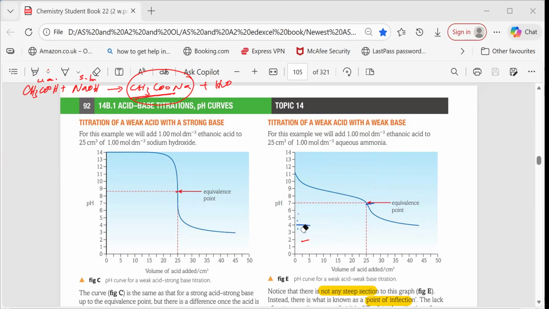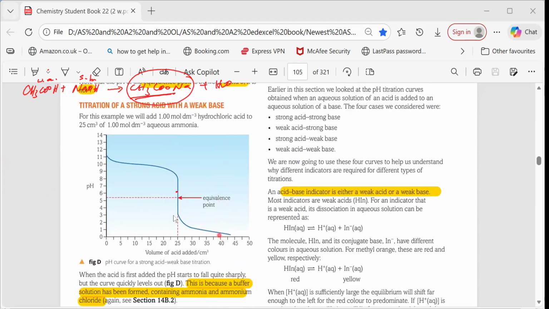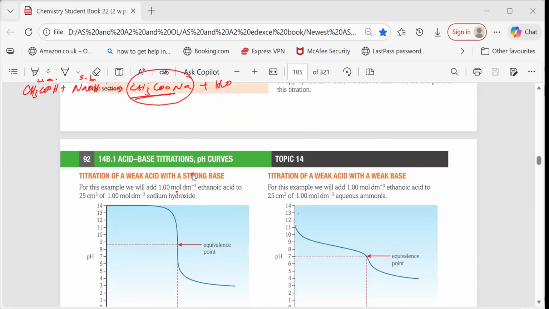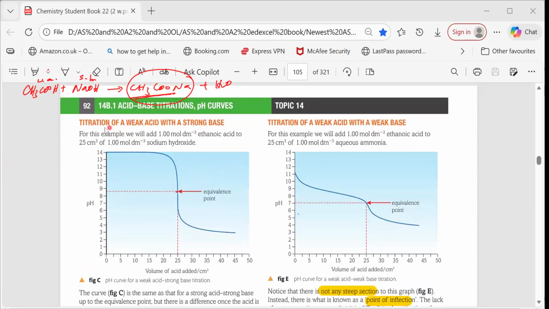When we are titrating the opposite, a strong acid with a weak base, let me show you something. Here is the titration of a weak acid with a strong base. Now what happens if we are doing the opposite? If you started with the weak acid, you will start with a pH between 3 and 5. So for example, it is here.